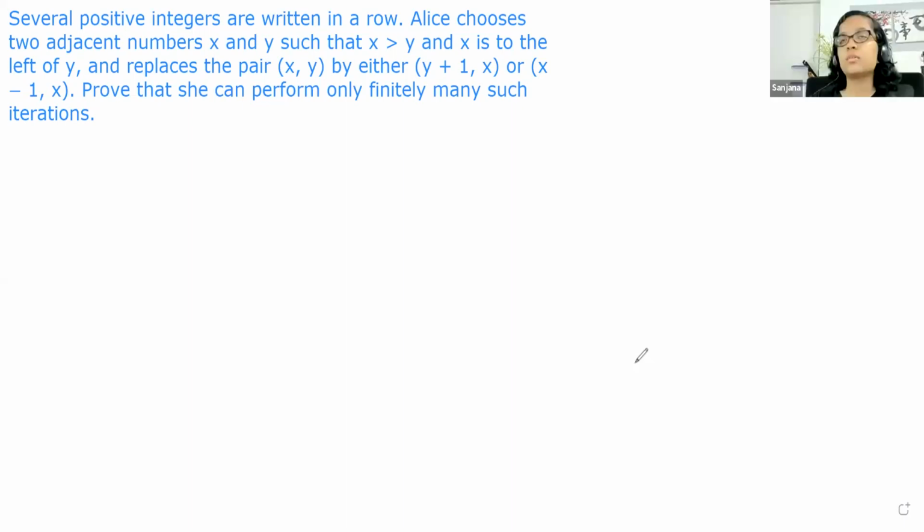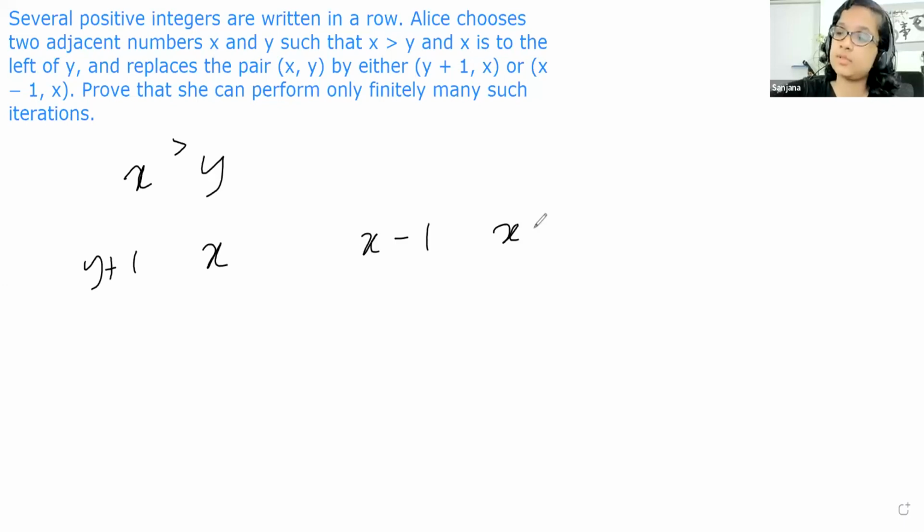There's also a different intended one, which uses an invariant. It's not that intuitive, so I'll just say it. The motivation is that initially you have x and y, and x is greater than y. Then you replace it by y plus 1 and x, or x minus 1 and x. So here this is less than or equal to this, and here this is less than this.